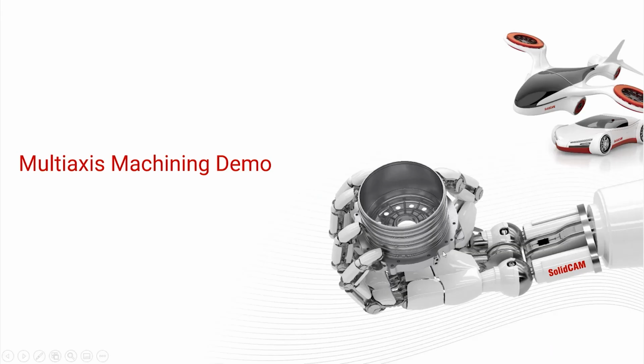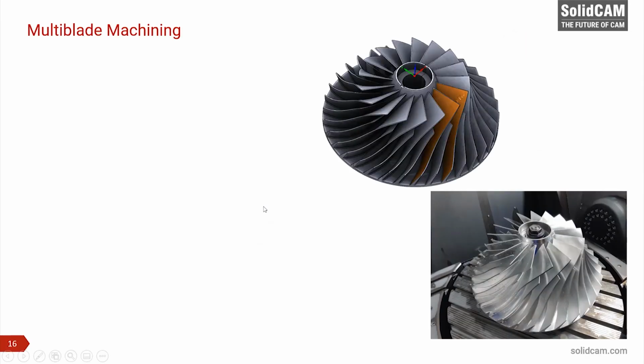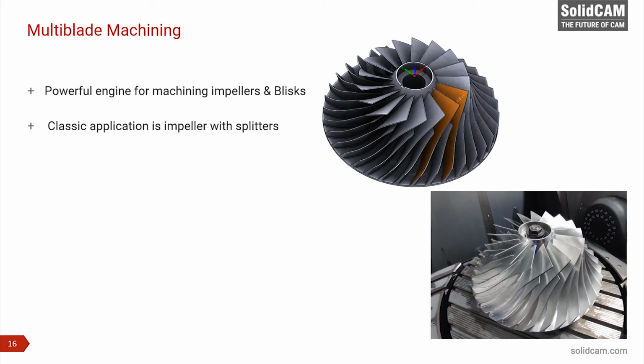Let's go ahead. Then we come to multi-blade machining. In multi-blade machining, it's a very powerful engine for machining impellers and blisks. It could have any number of blades, any number of splitters, it doesn't matter, it will machine them easily. The classical application is impellers with splitters, or it could be even blisks. Minimum inputs: define the surfaces, the blade surfaces and the hub surface, and the machining is done by SolidCAM.